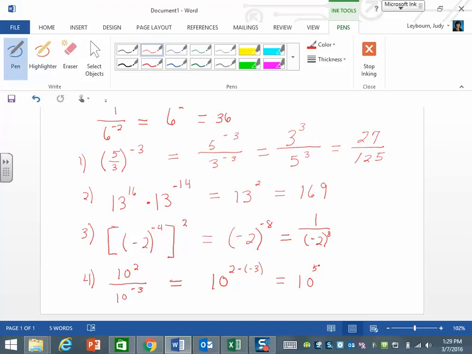And then, of course, you could write that as a decimal. Okay, so then let me get to another page, and I will give you a few more problems.